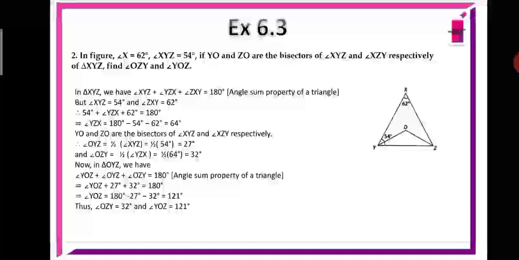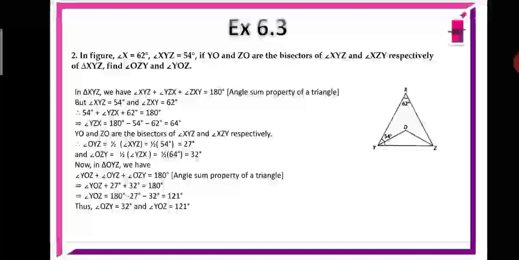In the figure, angle X equals 62 degrees, angle XYZ equals 54 degrees. If YO and ZO are the bisectors of angle XYZ and angle XZY respectively of triangle XYZ, find angle OZY and YOZ. In triangle XYZ, we have angle XYZ plus angle YZX plus angle ZXY equal to 180 degrees. It's the angle sum property of a triangle.